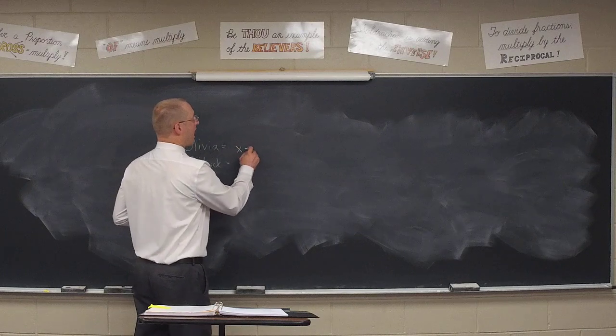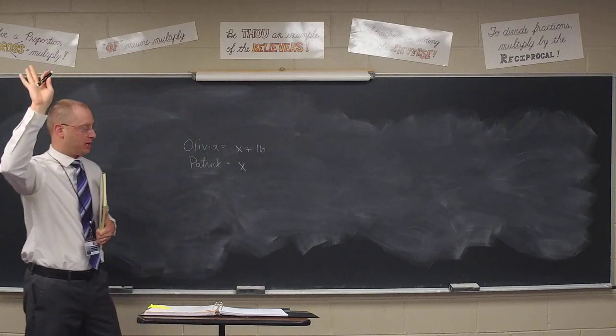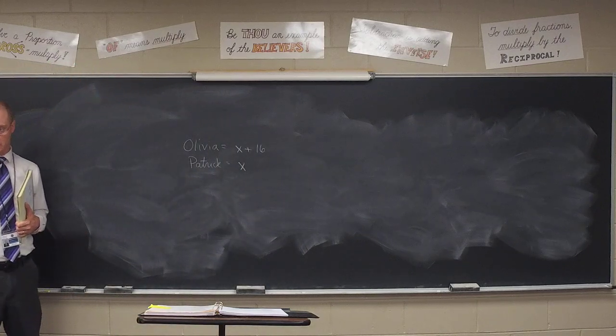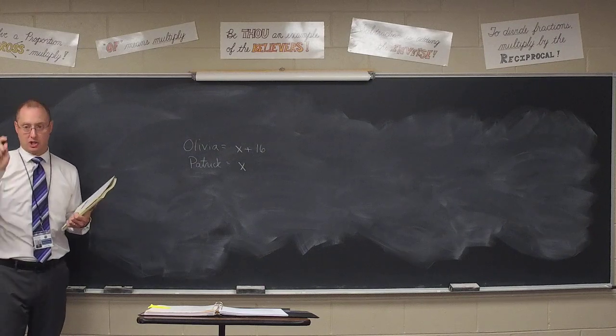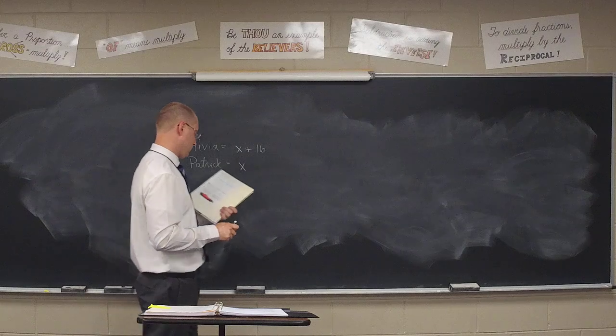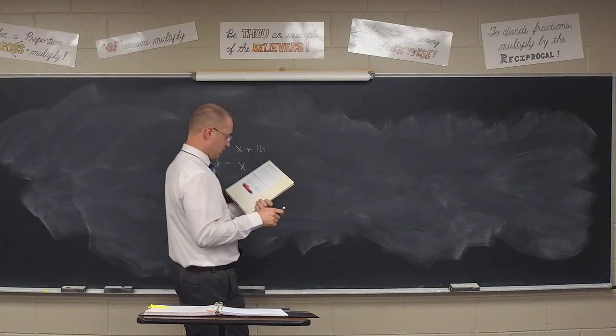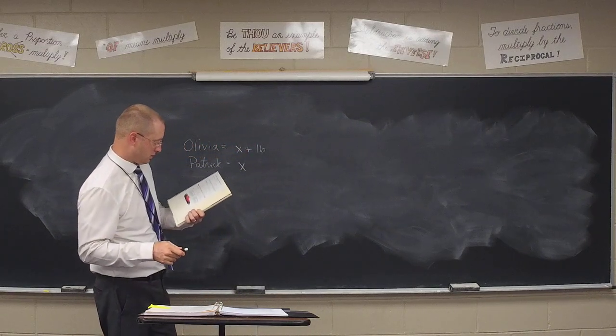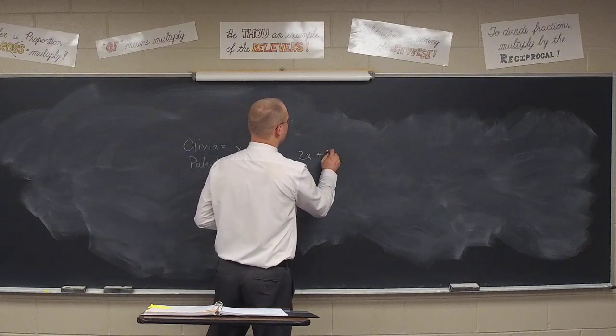X plus 16. How many had Patrick as your variable, Olivia as the variable plus 16? Now, what's the equation then? We're going to use the number that hasn't been used yet, Griffin. 2x plus 16 equals 54.